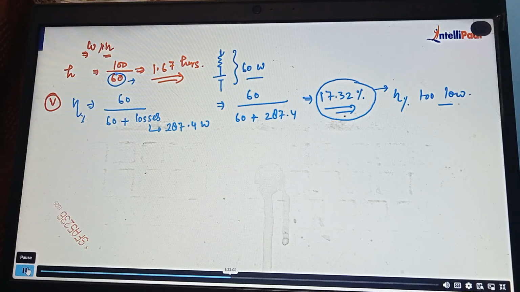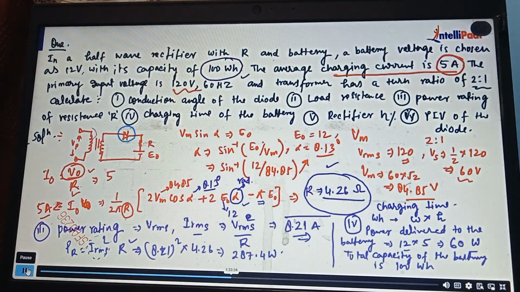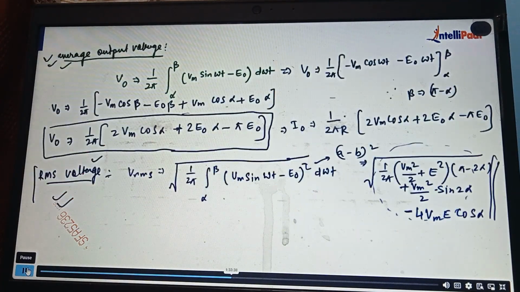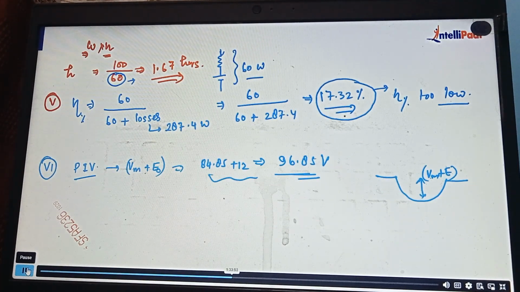It is too low. Now the sixth part, PIV, peak inverse voltage. So what is peak inverse voltage? By the way, that is Vm plus E, maximum possible voltage. So Vm, how much? 84.85. What is E? E naught, 12. So we can add both these voltages, 96.85 volt, that will appear across the diode while it is not in conduction. So peak inverse voltage, which we are drawing here in this way. So this is nothing but Vm plus E. If we ignore the negative sign, right, here we have ignored the negative sign, otherwise minus 96.